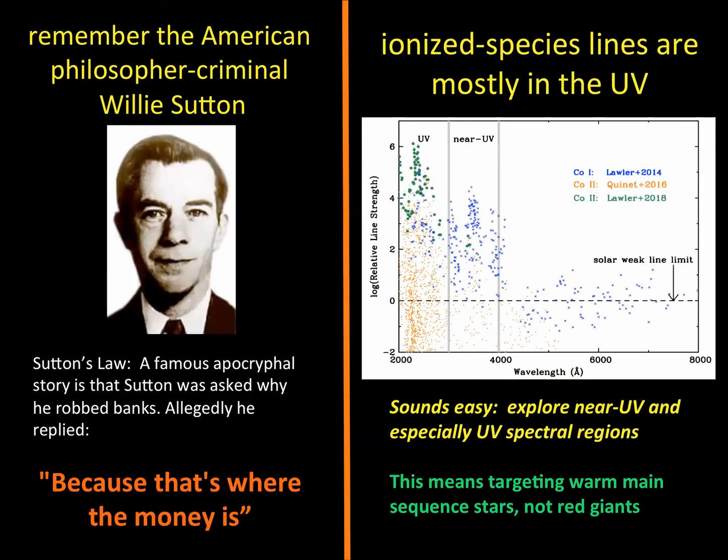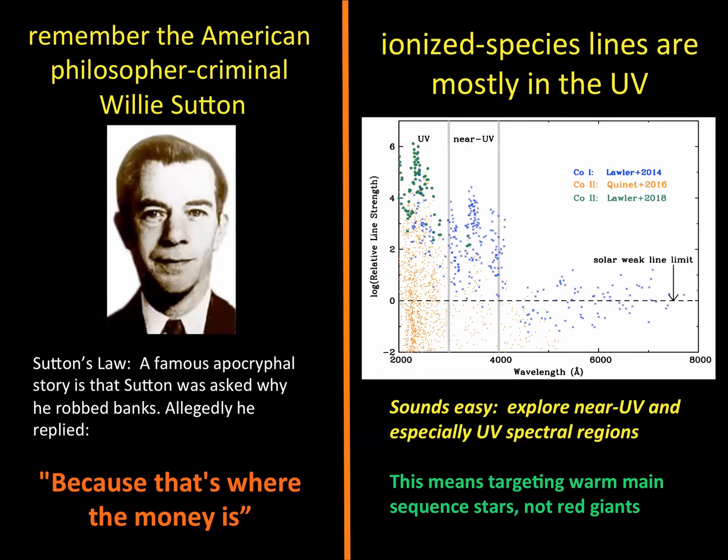Not only that, you should be obeying Sutton's law. Willie Sutton, no one's sure whether he actually said this, but he was a famous bank robber in the United States. The claim is that he was once asked why he robbed banks, and he said, well, that's where the money is. In that sense, if you want to count atoms of the iron group, you had better look at ionized transitions. Where are the ionized transitions? They're in the near ultraviolet to the ultraviolet spectral region.